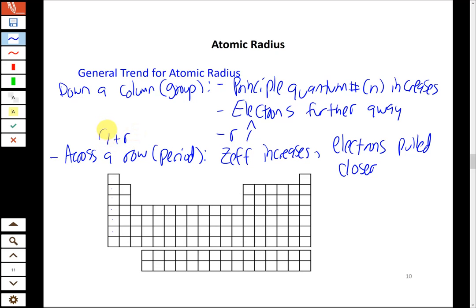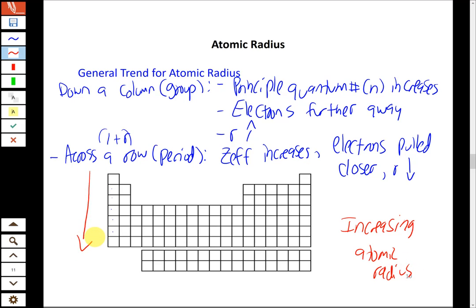Here we're going left to right just to make sure you're clear on that. Electrons are pulled closer, and that means the radius decreases. So if we want to write out the trend for increasing atomic radius, which direction do we go on the periodic table to see an increase in atomic radius? It's going to increase as we go top to bottom, and it's also going to increase as we go right to left. Okay?